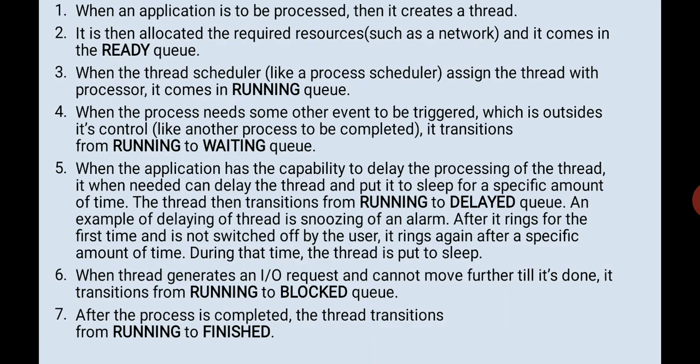The first is when an application is to be processed, then it creates a thread. It is then allocated the required resources and it comes in the ready queue. The ready queue means it is waiting for its turn to get the CPU. Next is when the thread scheduler, like a process scheduler, assigns the thread a processor, it comes into the running queue.